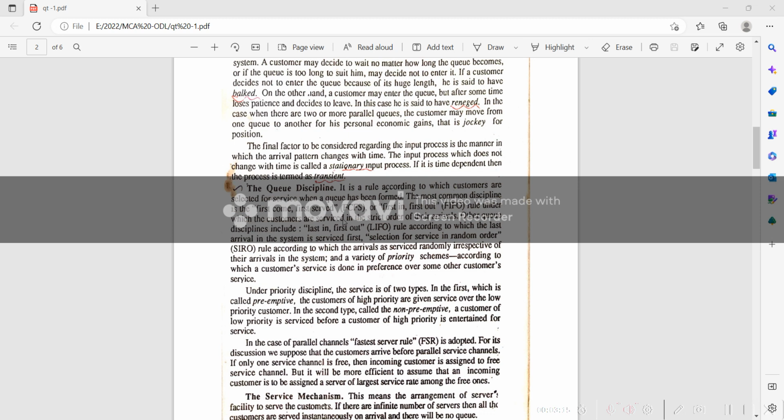And then we should know the queue disciplines commonly used. The most common discipline is first come first served, that is, whoever comes first to the queue is served first. Otherwise it is known as first in first out. Another commonly used queue discipline is last in first out, that is, whoever entered the queue last is served first. That discipline is also followed in some situations. Another one is selection of service in random order, so the service is done in random order. These are the mainly used queue disciplines.